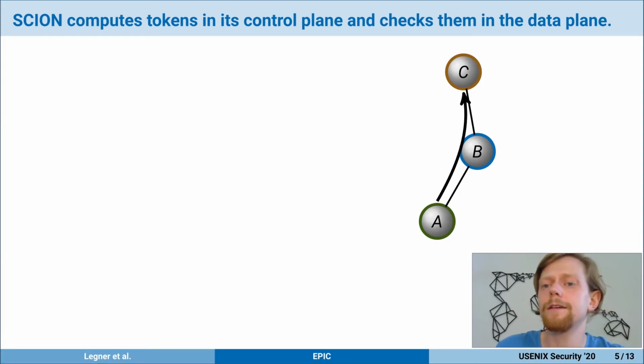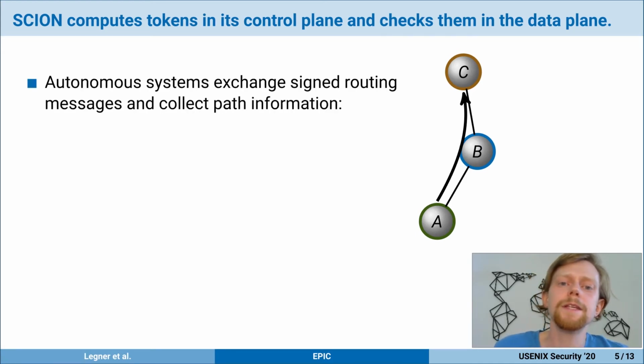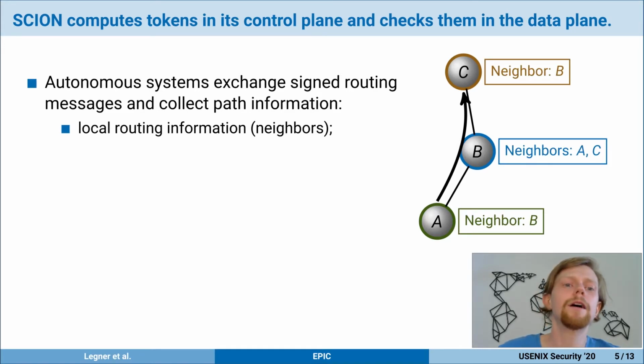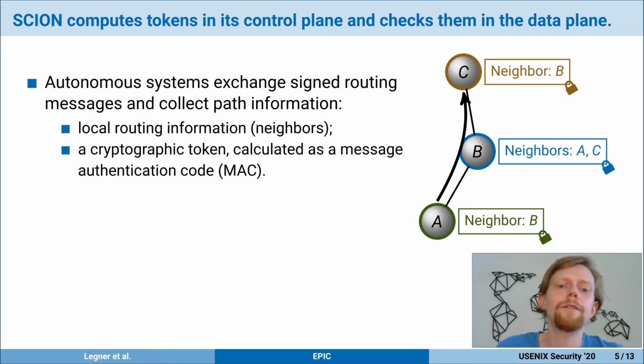Let's consider again this example of a path between A, B, and C. These autonomous systems exchange signed routing messages, and in these messages collect path information. Each autonomous system adds its local routing information, which essentially consists of the links that connect them to their neighbors. And they add a cryptographic token in the form of a message authentication code that protects this information. In fact, this is slightly simplified. In SCION, this cryptographic token also takes into account the neighbor's information.